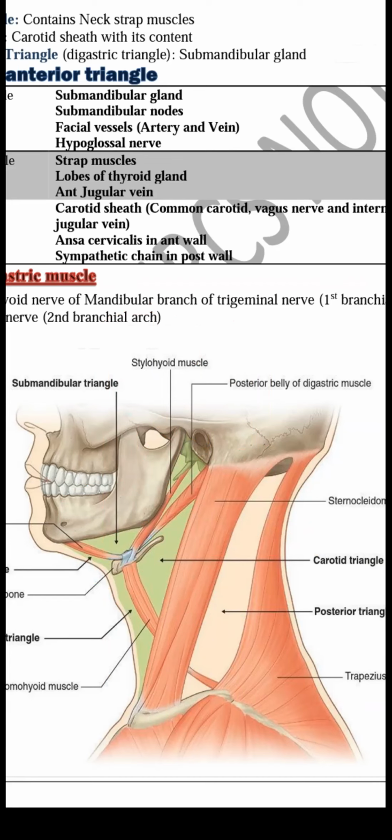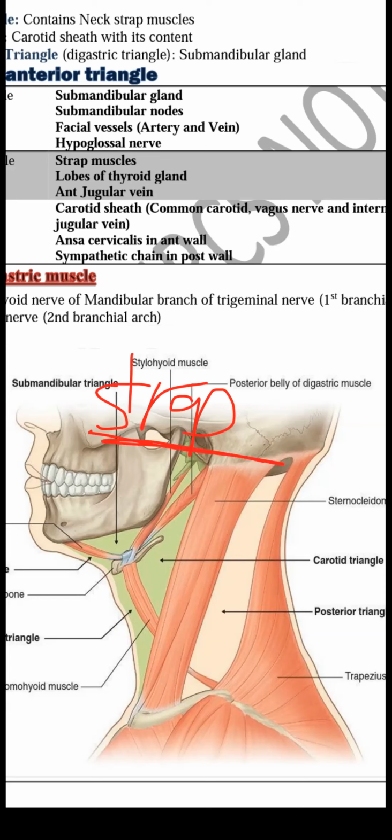This is the third triangle here. It is called muscular triangle. What are the boundaries of this triangle? Midline, superior omohyoid, and anterior border of the sternocleidomastoid. Why is this triangle called muscular triangle? Because it mainly contains muscles. They are called strap muscles.